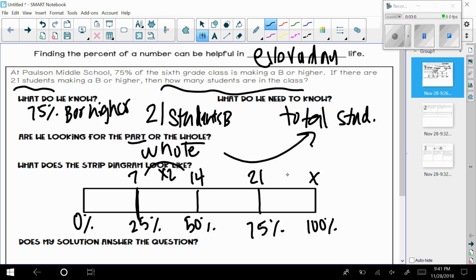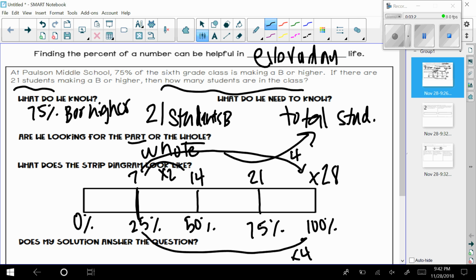From here, multiplying by 2, which means if I then went this way, I could multiply by 4, and I'm going to get my 28. And that would be 100, because 25 times 4 gets me to 100%. So the question was then, how many students were in the class? 28 students were in the class.